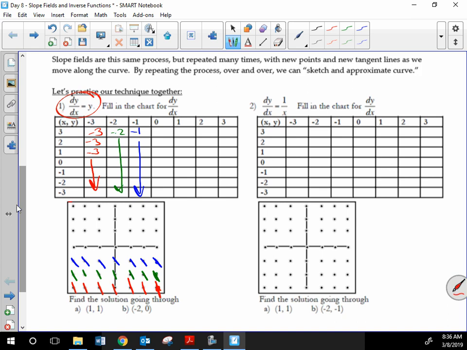What about when my y is 0? What are all my slopes going to be? 0. What does a 0 slope look like again? What kind of line? A horizontal line. Those are the best ones to use.